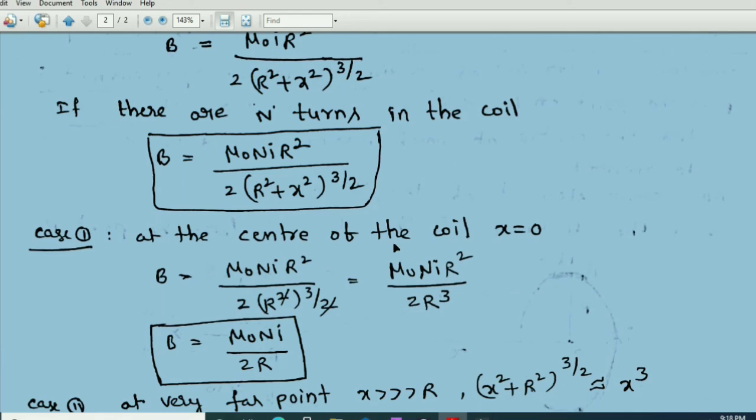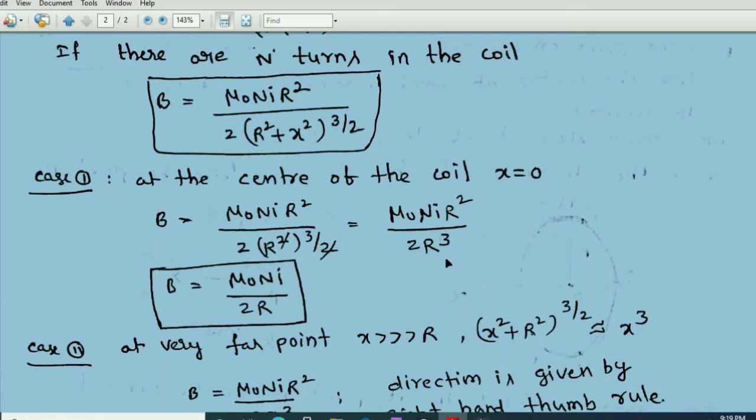Now, at the center of the coil, x is equal to 0. At the center of the coil means the distance x is 0. Now, if you substitute x equal to 0 in this expression, mu naught N I R square by 2 into (R square) whole power 3 by 2, this x term becomes 0. Now the 2 gets cancelled. After that we are left with R cube. Here R square and R square cancel, we are left with R. Now the magnetic field at the center of the circular coil is B is equal to mu naught N I by 2R, where N is the number of turns in the coil and capital R is the radius of the circular coil.